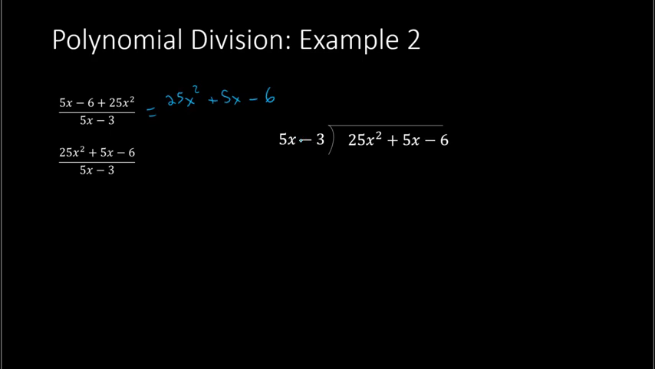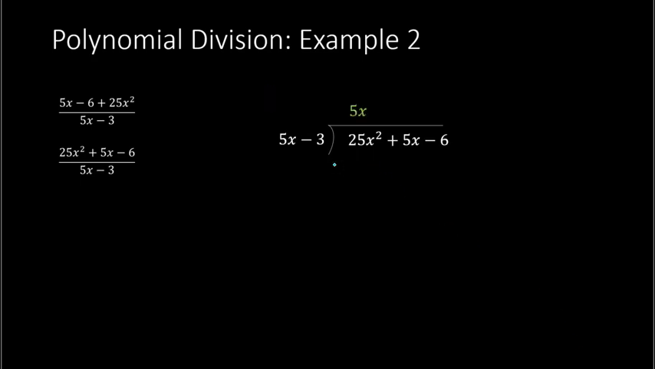So to begin, we want to see how many times does 5x go into 25x squared? Or in other words, what times 5x gives us 25x squared? Well, 5 times 5 would give 25, and then x times x would give you x squared.